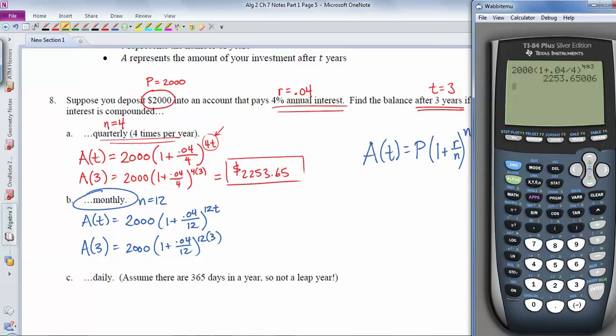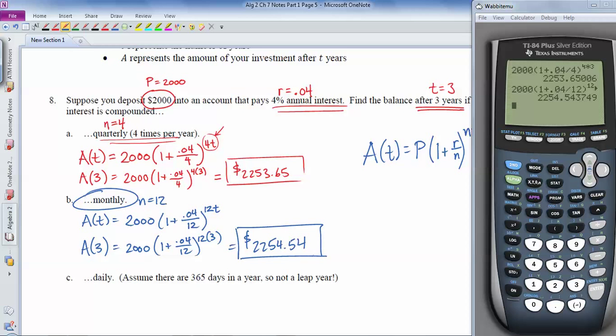And let's type that in. Actually, I'll just call up the previous one and then edit it. So 4 is now 12. And then I've got a 12 up here instead. 12 times 3. And let's see what we get. Okay, so it's 2254.54. So it's a little bit more, right?